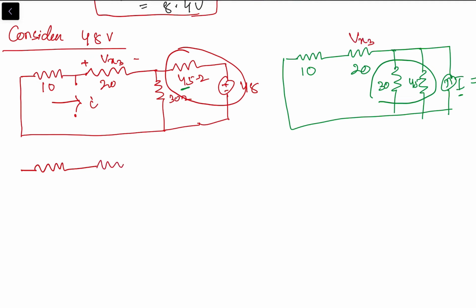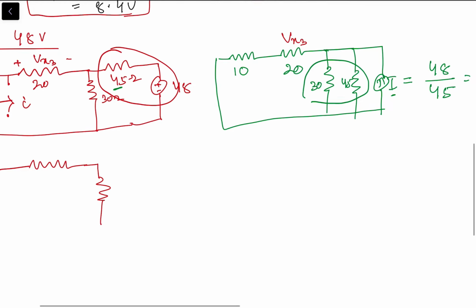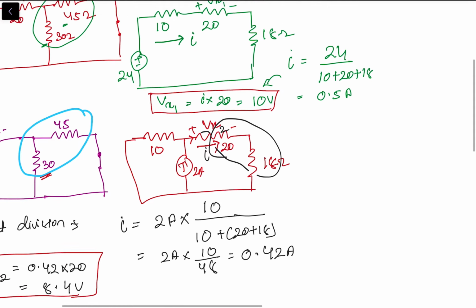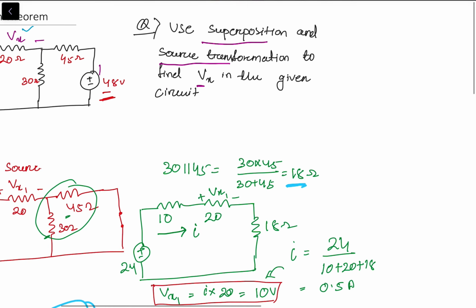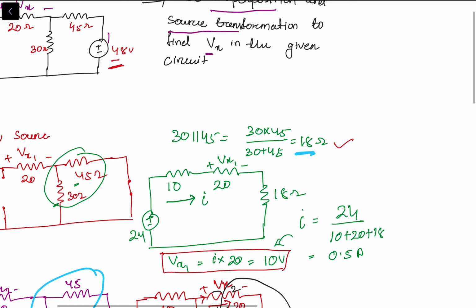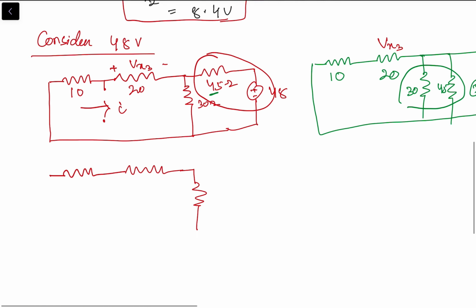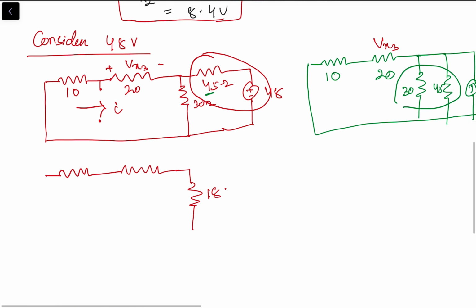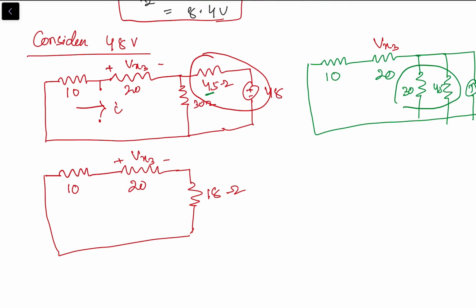So this is your 20, and here we have how much? We have already calculated the value of 35 and 45 in parallel. That is, 35 and 45 in parallel will give you 18 ohms. So in this circuit I can take 18 ohms, and this is given as 20, where I have to find Vx3, plus minus, and this value is given as 10. Now I have simplified the circuit to the simple one.